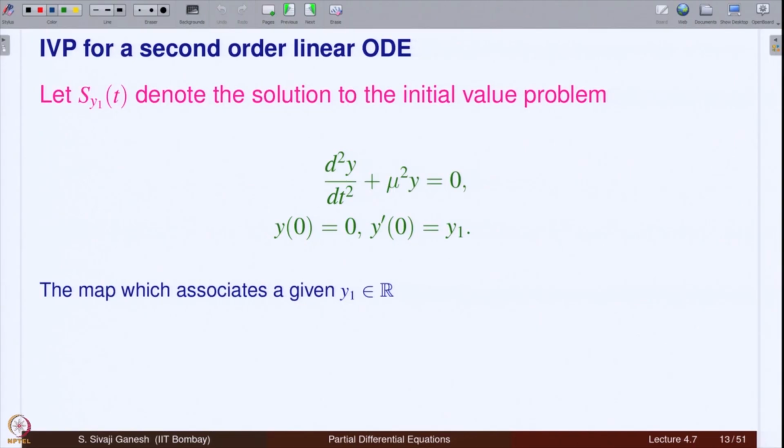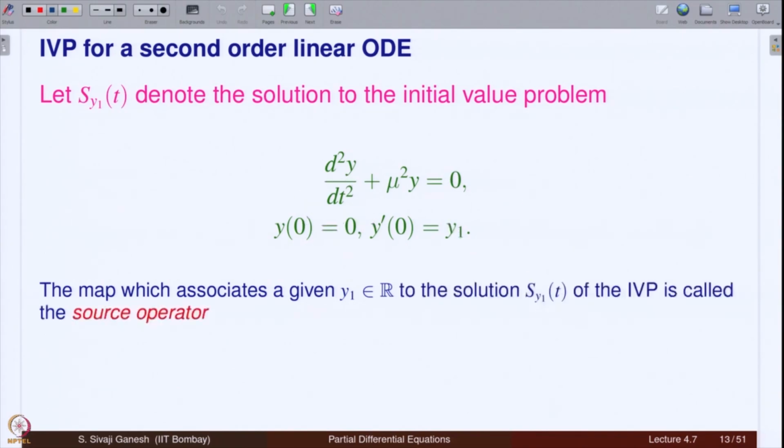And this map, which maps a given y1, a real number, to this solution S_y1(t) of this problem, is called the source operator. And of course, we know the formula, and that is given by y1 times sin μt / μ. So, S_y1(t) is the solution of this homogeneous ordinary differential equation with y1 as the initial velocity and initial displacement 0.